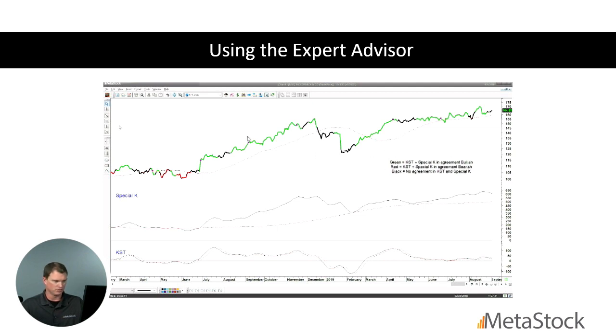But here's a good explanation here. The green KST means the Special K is in agreement, bullish. The red KST plus Special K in agreement is bearish. And the black means there's no agreement between the KST and Special K, so basically being out of the market at that point.